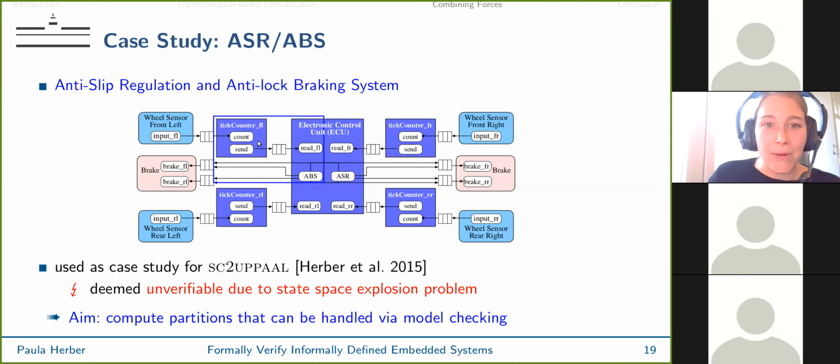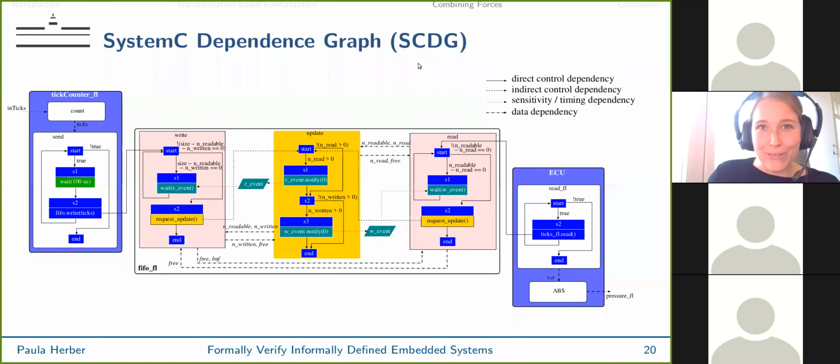We will look now at the tick counter at the front left wheel and the count and send processes there, the read process that reads the ticks from the front left wheel, and the anti-lock braking system on the electronic control unit. The SystemC dependency graph looks like this. I will not go into all the details, but what is important here is that we capture all kinds of dependencies in this graph.